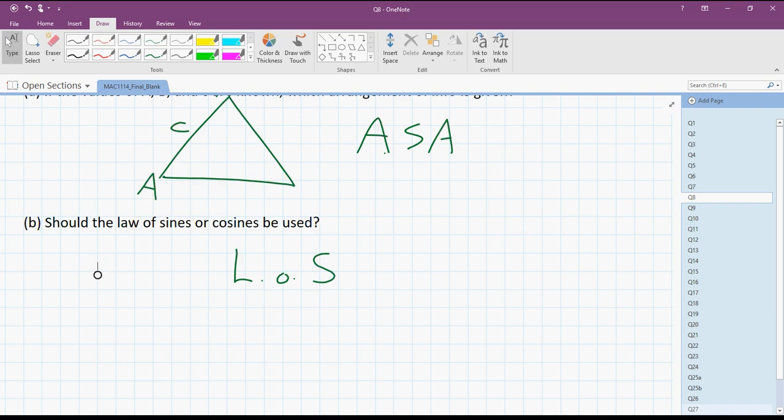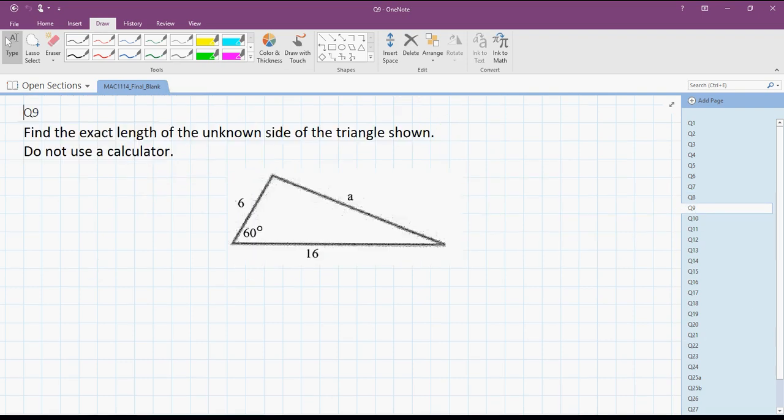Other than that, if it's not those two, it's law of sines for everybody else. Except for angle, angle, angle, you don't run anything for that because you can't do it. Can't do anything with angle, angle, angle. All right, so let's jump in where we're actually running the formulas.